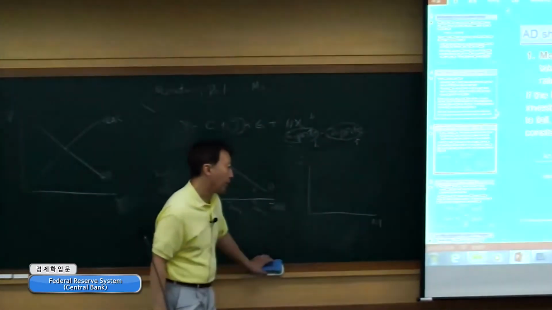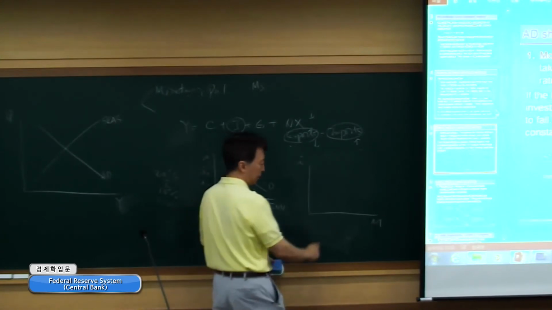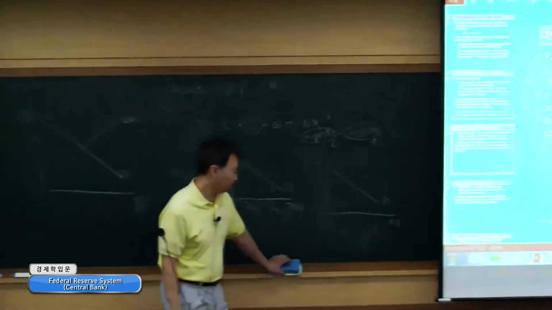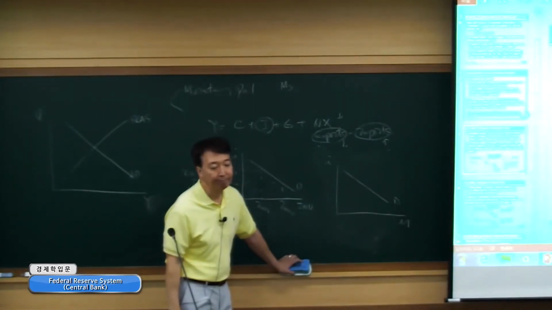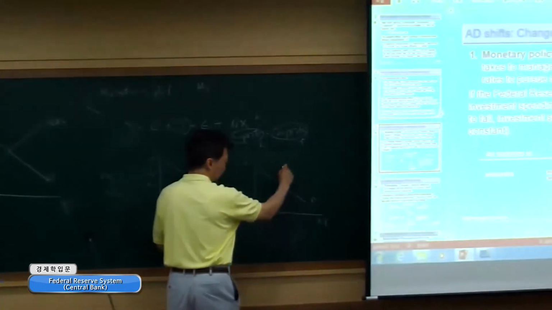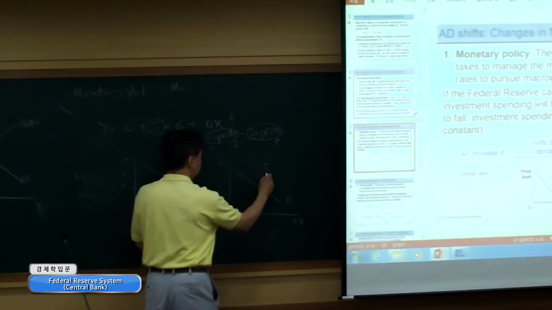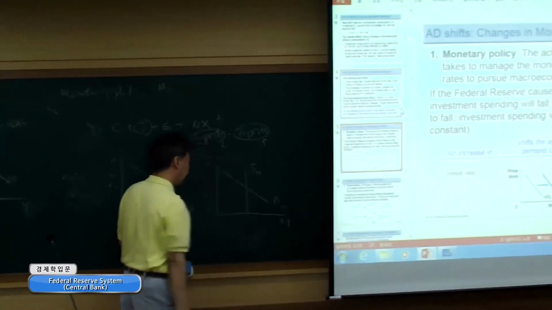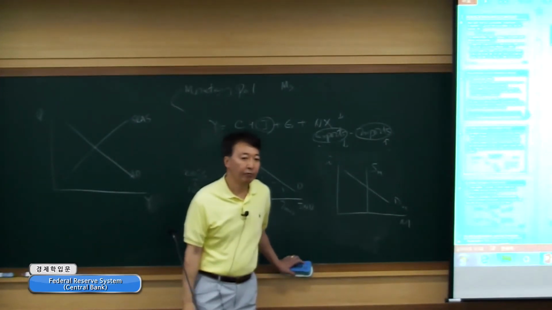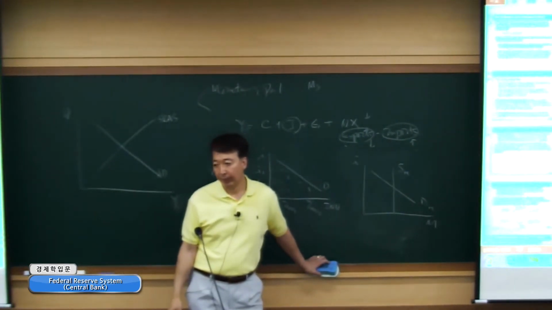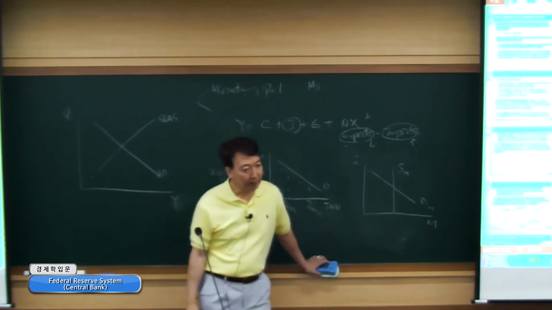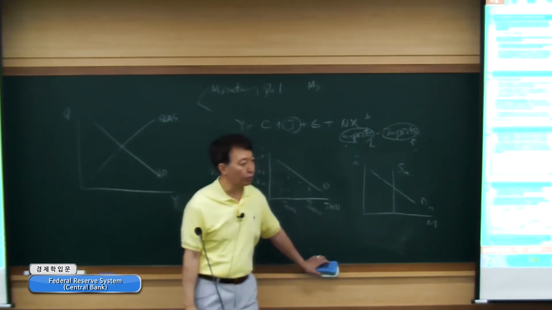Okay? The demand for money is downward sloping, as we've talked about already. But supply of money actually is vertical. Okay? Why is it vertical? First of all, what does that mean? If you have a vertical curve, right? That means supply of money is not related to the interest rate.